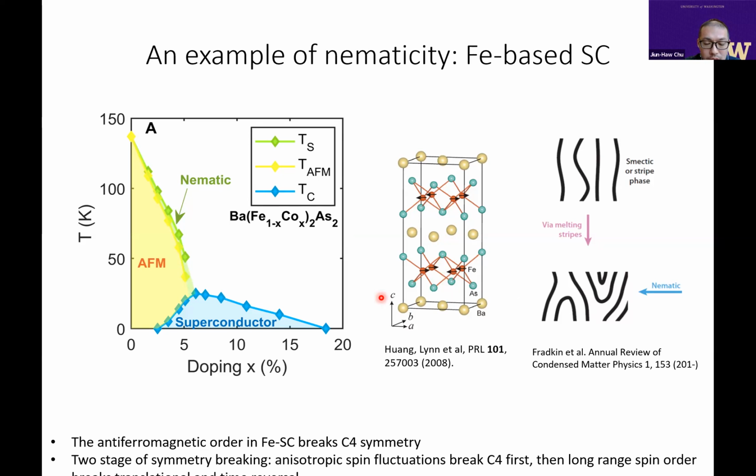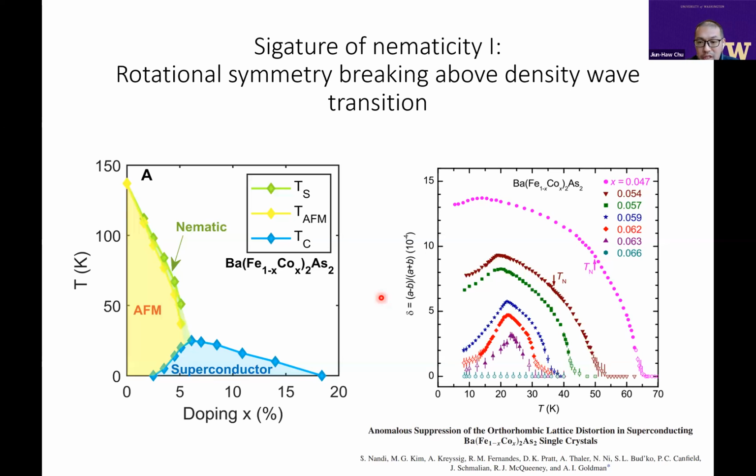Okay, so some evidence for the nematic phase: you already see the rotational symmetry breaking above the Néel transition temperature, the antiferromagnetic transition temperature. Here I'm showing you the lattice deformation, the structural distortion, where the a lattice constant and b lattice constant differ, and you can see that the difference onsets at a temperature above the Néel temperature, the antiferromagnetic transition temperature.